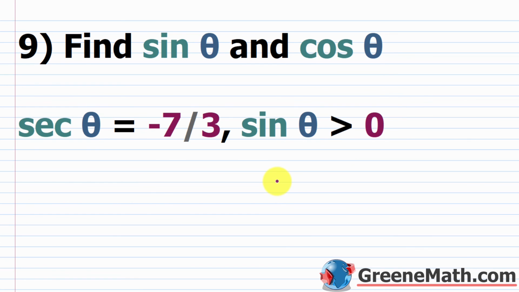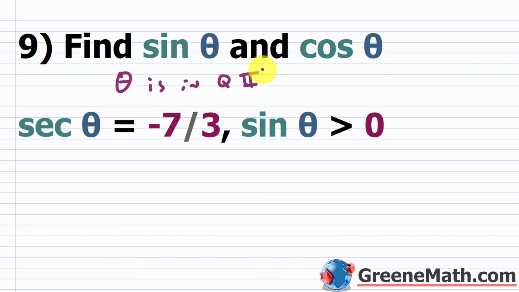All right, for problem number 9, we want to find the sine of theta and the cosine of theta, given that the secant of theta equals negative 7/3 and the sine of theta is greater than 0 or positive. So if the secant of theta is negative, which is only going to occur in quadrants 2 and 3, and the sine of theta is positive, which is only going to occur in quadrants 1 and 2, we know that theta is in quadrant 2. So let's just put again that theta is in quadrant 2.